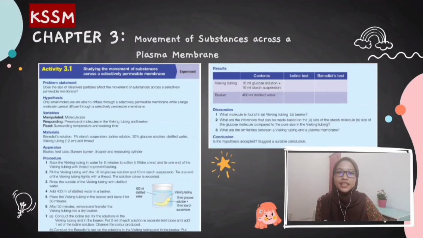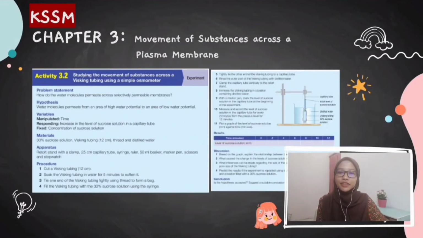Consequently, by conducting this experiment, students can relate the finding with the characteristic of plasma membrane, as the Visking tube used in this experiment represents the plasma membrane. In Activity 3.2, students need to conduct experiment on studying the movement of substances across Visking tube using a simple osmometer. Unlike the previous experiment, this experiment aimed to study the water molecule permeability across the Visking tube, which relates to the permeability of water in the plasma membrane.